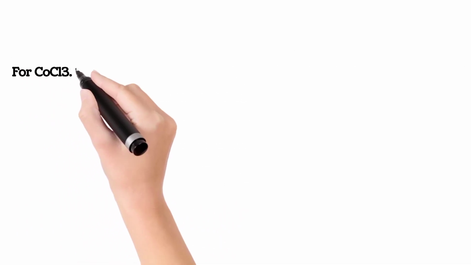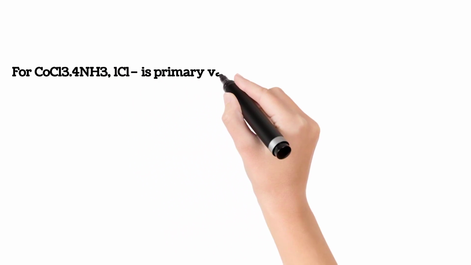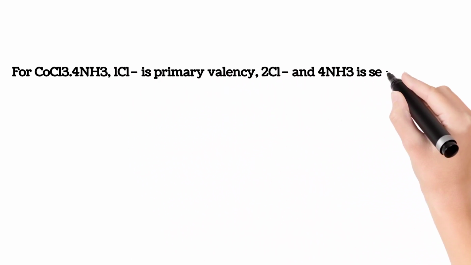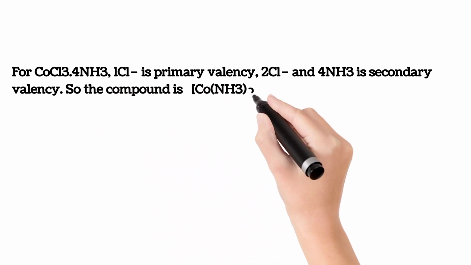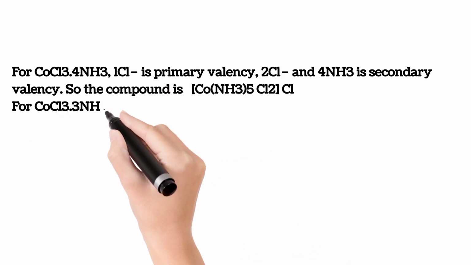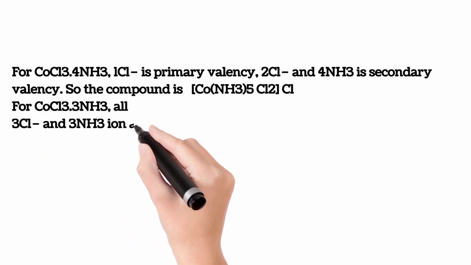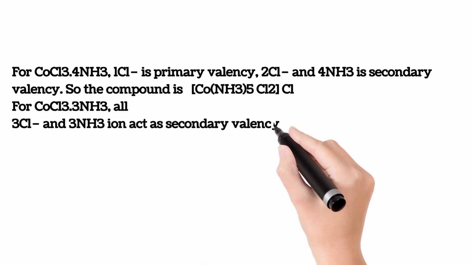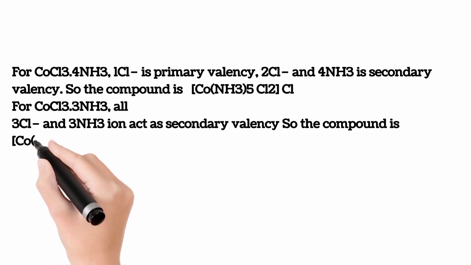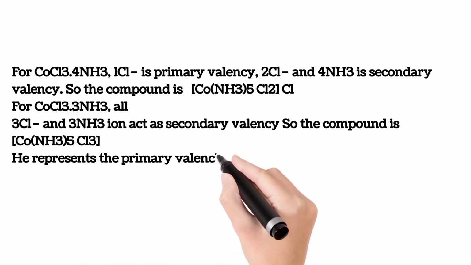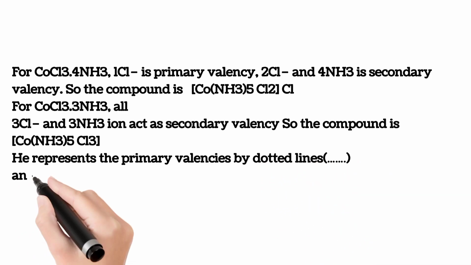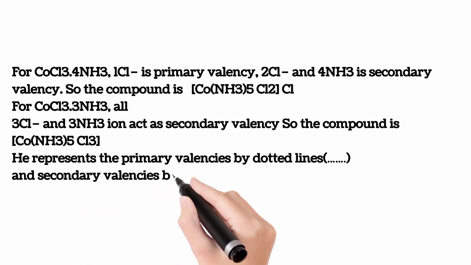For CoCl3·4NH3, 1 Cl is primary valency, 2 Cl and 4 NH3 are secondary valency. So the compound is [Co(NH3)4Cl2]Cl. For CoCl3·3NH3, all 3 Cl and 3 NH3 act as secondary valency, so the compound is [Co(NH3)3Cl3]. He represents the primary valencies by dotted lines and secondary valencies by solid lines.